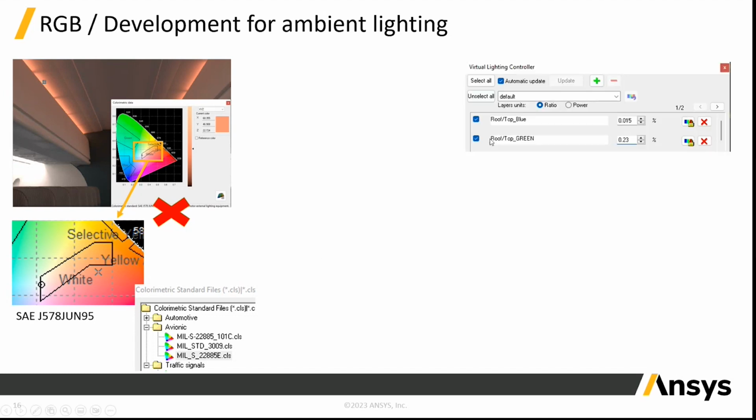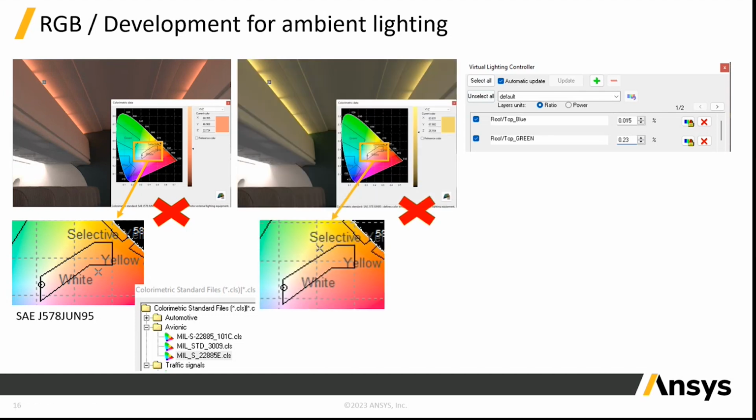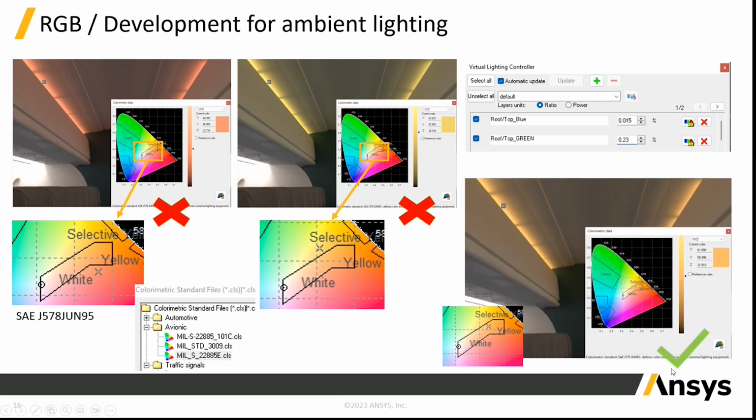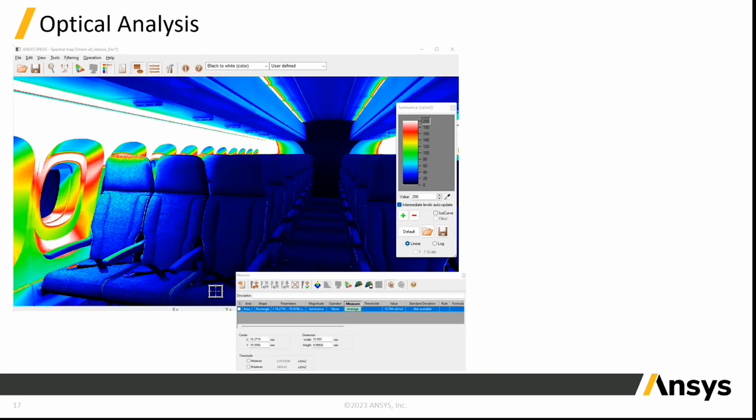And then also using the virtual lighting controller, we can adjust for red, green, and blue. We can adjust the different power or ratio and change the color mixing, and finally get a nice result and reach our dedicated target or specification.